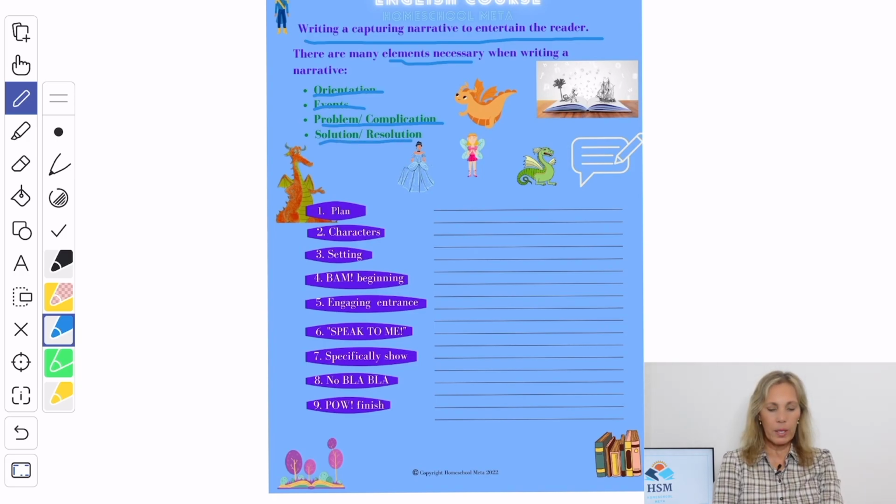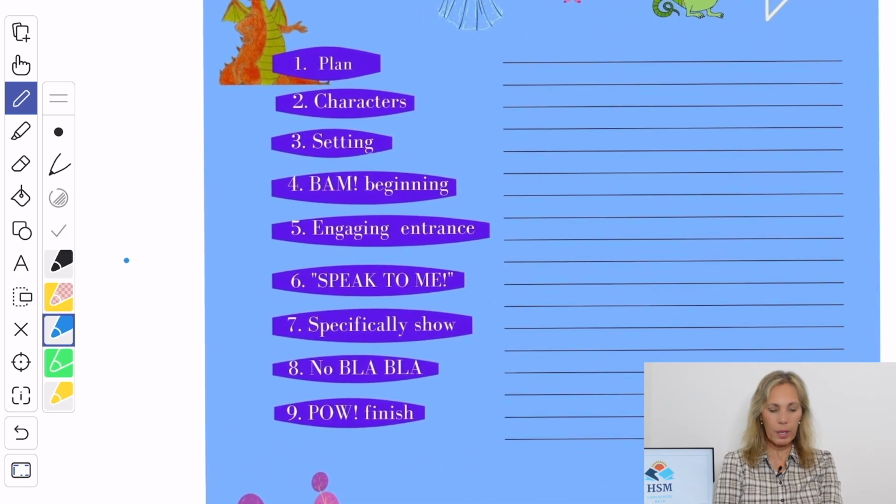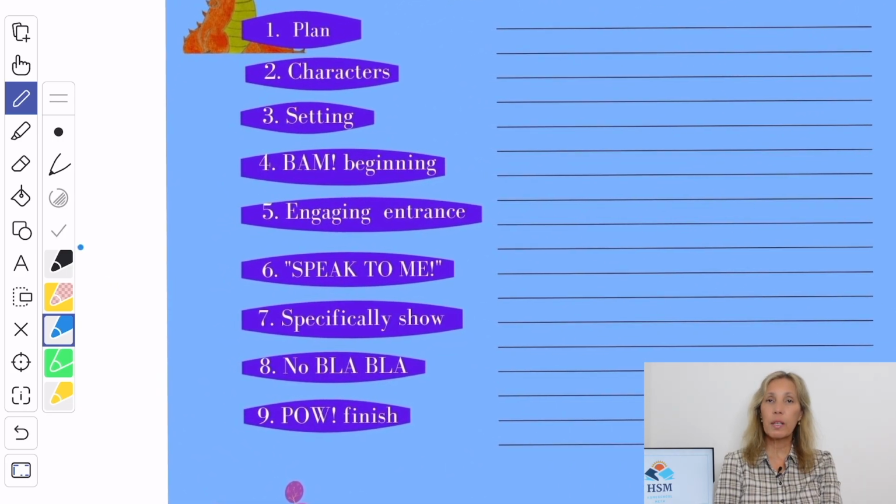Now, when we write, we also have to look at 9 specific areas. We need to plan. So planning is very, very important. We'll be planning together. Step by step, we'll be planning it so that you can feel comfortable when writing your own story in the future.